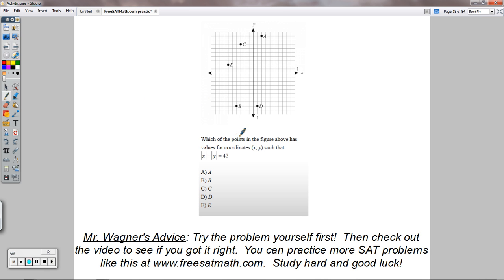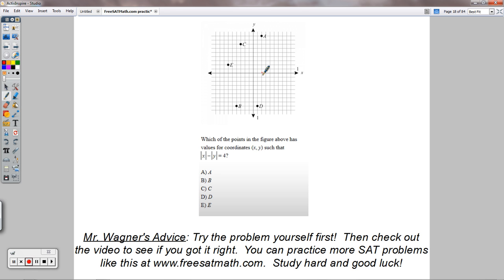This one says, which of the points in the figure above has values for coordinates x, y such that the absolute value of x minus the absolute value of y equals 4. Now if you didn't consider what that really means, you might just try points until you find the right point. Why don't I just go in order for right now, but then I'll say, hey, let's look at this in a second. So you might do something like this.